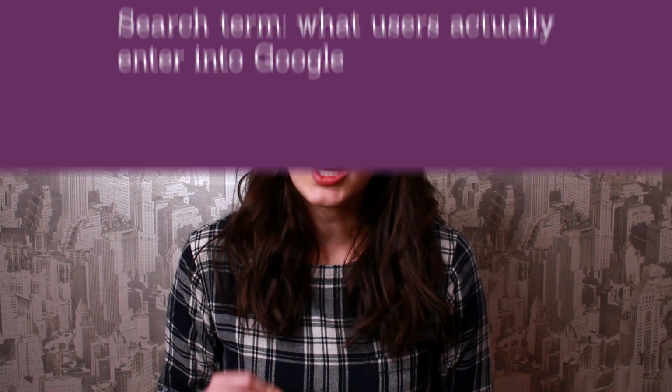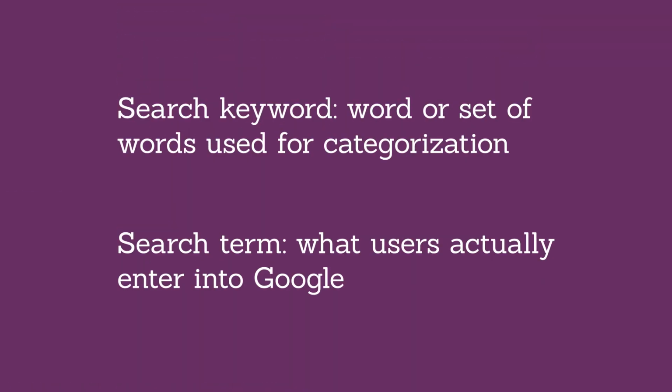Quick FYI, when talking about paid data, a search keyword is a word or a set of words that you use to categorize your search terms. A search term is what users actually enter into Google to make your ad show up. An example of this could be if you were a web store that sold plants and plant supplies. Your search keyword could be pots because you want to bid on ceramic pots and terracotta pots. But if you're using a broad match type, you could also be bidding on pots and pans.